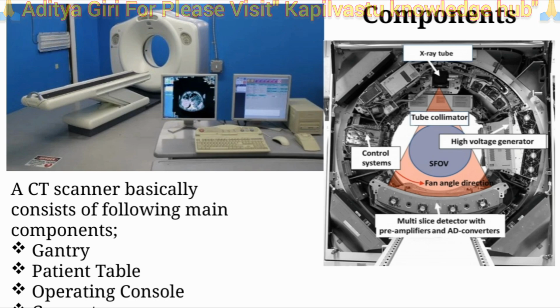The operating console is where the technologist controls the entire scanning process. It allows for precise adjustments and monitoring, ensuring everything runs smoothly and safely. Then there's the computer, which is the brain of the operation. It processes the raw data collected during the scan to produce the detailed images we need for diagnosis.